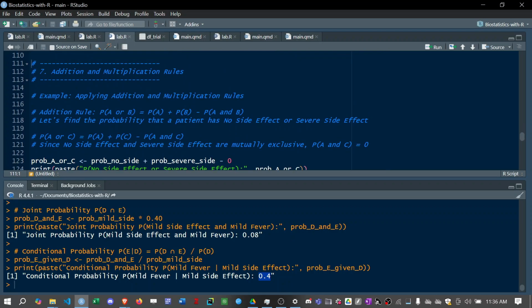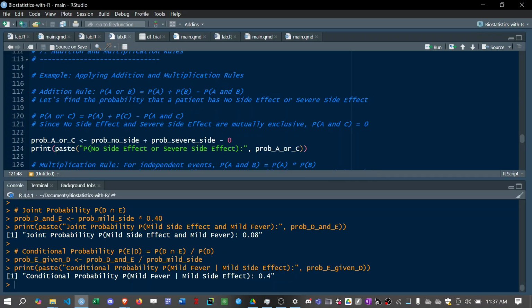Now for the addition and multiplication rules, I've already explained a bit about that also. I told you the addition rule uses addition, subtracting the intersection between event A and event B. And I told you that if they are mutually exclusive, then the intersection is going to be 0. So now this is it.